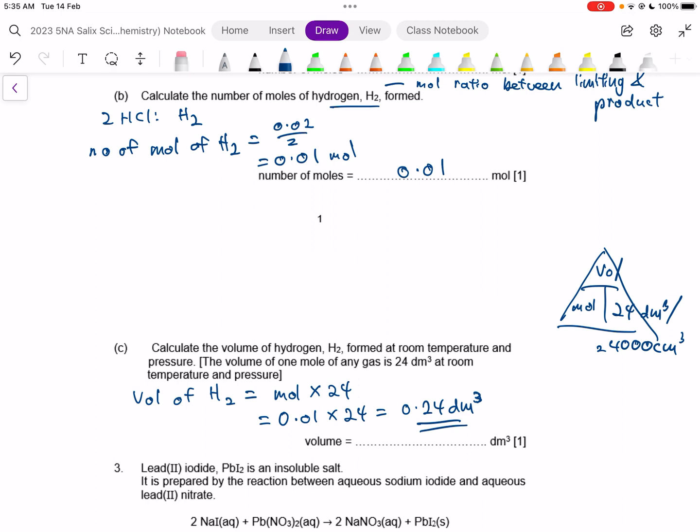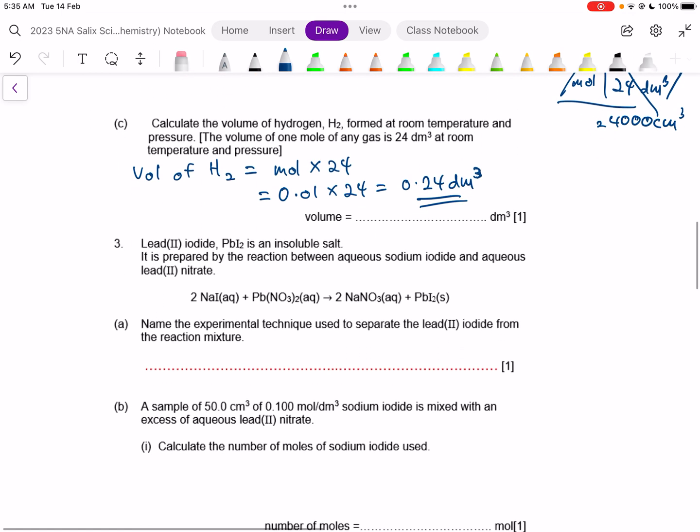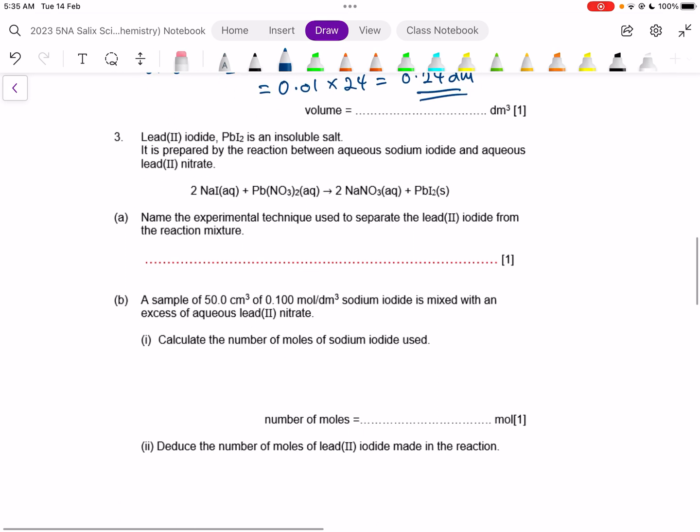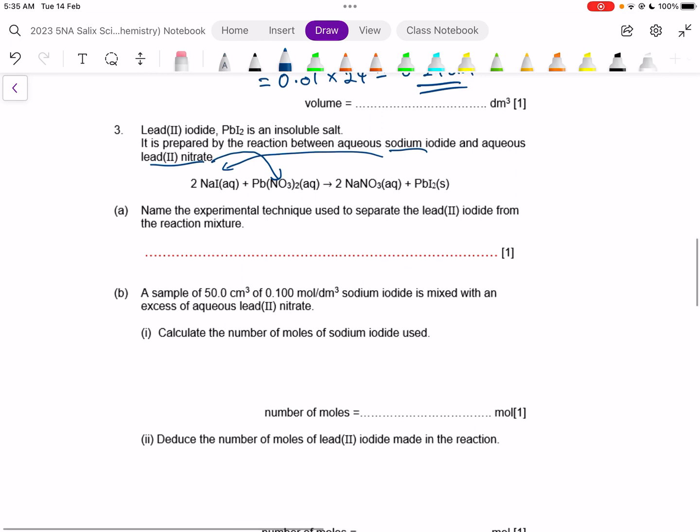Let's take a look at the next thing. The third question on lead II iodide. Lead II iodide is an insoluble salt. It is prepared by the reaction between sodium iodide, which is this, and lead II nitrate, which is this, Pb(NO3)2. I hope you haven't forgotten all your formula. Name the experimental technique used to separate lead II iodide.